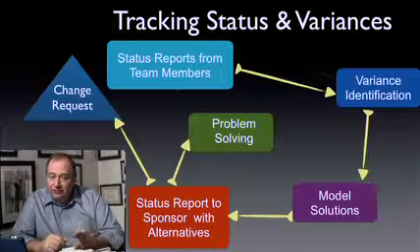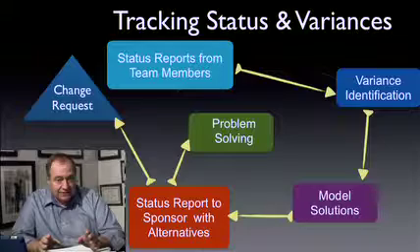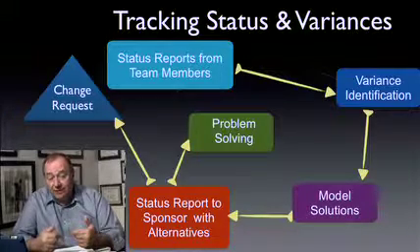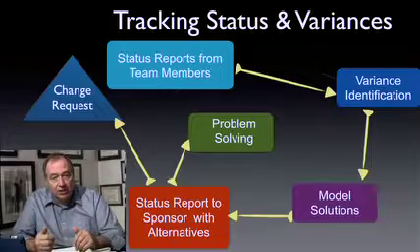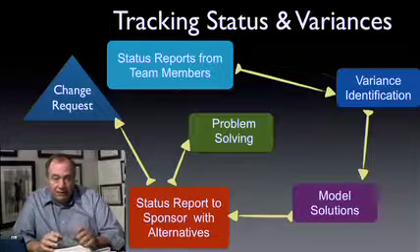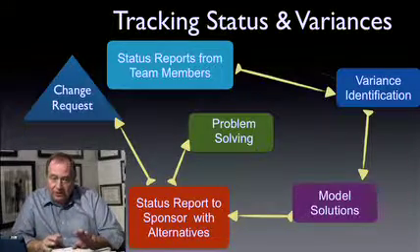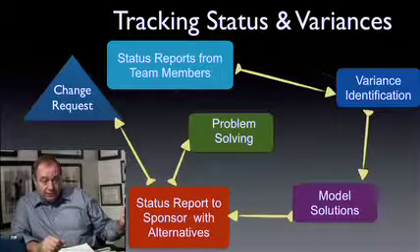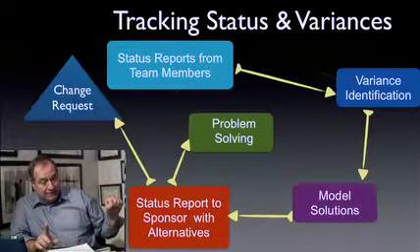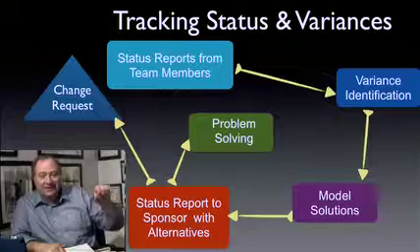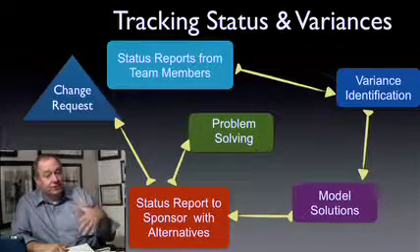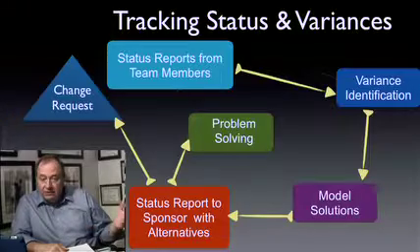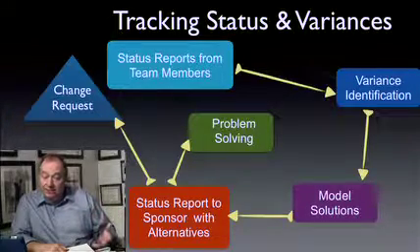Then you use the software to identify variances, and then use the software again to model your solutions using the critical path that we talked about earlier. You're going to present the status report to the sponsor with the problems that are forecasted if we don't do anything about it, the solutions you've modeled in the software, and secure the sponsor's approval to begin the problem solving.